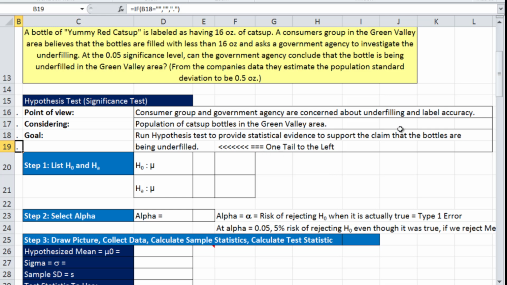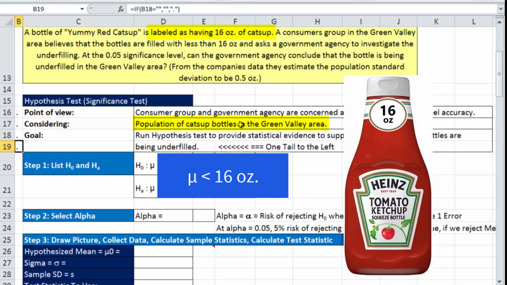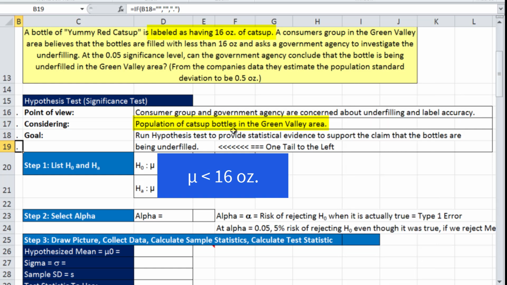Now, in this example, someone thinks that the bottles are being underfilled. So the way you think of this is the mu from our population in Green Valley is less than the hypothesized mu of 16 ounces. Now 16 ounces comes from the label, so you assume that that's true for the test. But in order to set this test up, you've got to think, okay, less than 16 ounces. Notice the less than symbol would be pointing this way, so that would make it a one-tail test to the left.